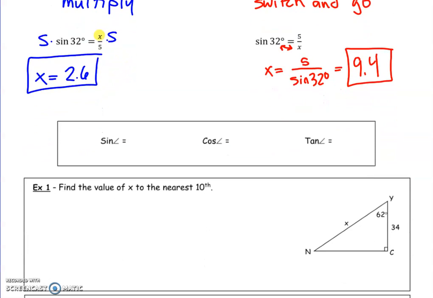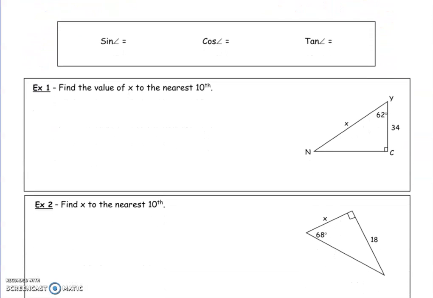So now let's review those 3 trig functions from yesterday and the ratios. Sine of the angle equals the opposite side divided by the hypotenuse. Cosine of the angle equals the adjacent side divided by the hypotenuse. And tangent of the angle equals the opposite side divided by the adjacent side. We're going to use those same 3 trig ratios in today's lesson.